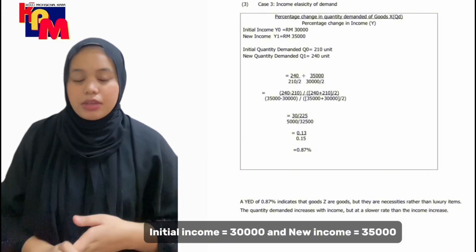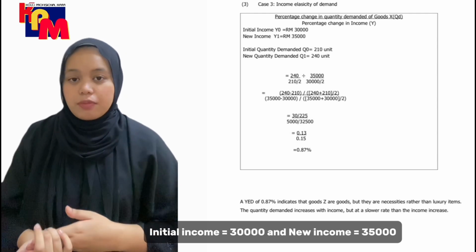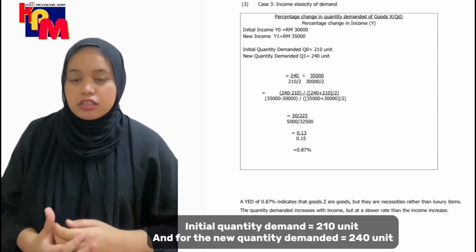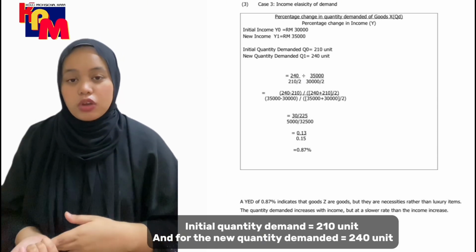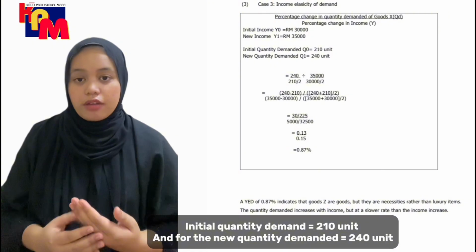For the answer to question C, which is income elasticity of demand: the initial income is 30,000 and the new income is 35,000. The initial quantity demanded is 210 units and the new quantity demanded is 240 units.